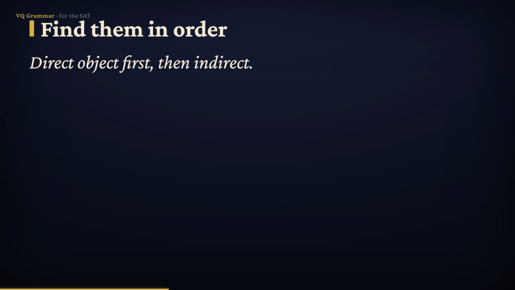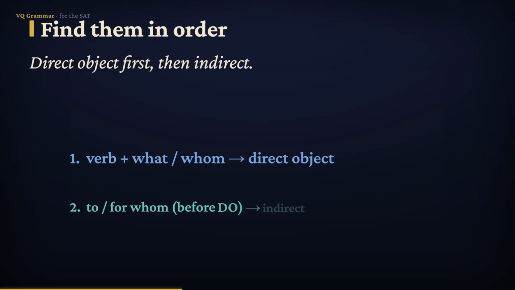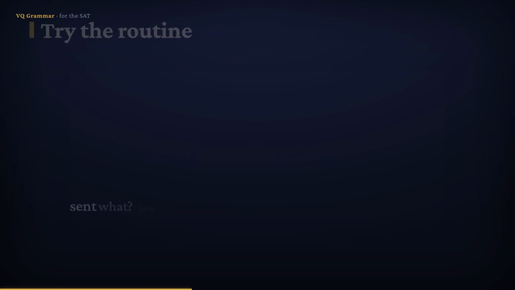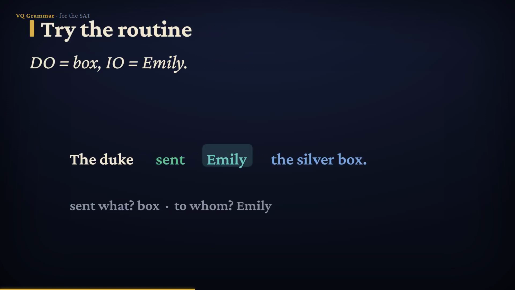Let's make finding them a routine. First, find the direct object. Locate the action verb and ask what or whom. Second, look for an indirect object, a noun right before the direct object that answers to whom or for whom. Try it. The Duke sent Emily the silver box. Sent what? The box. That's the direct object. Sent to whom? Emily, and she sits right before box, so Emily is the indirect object.